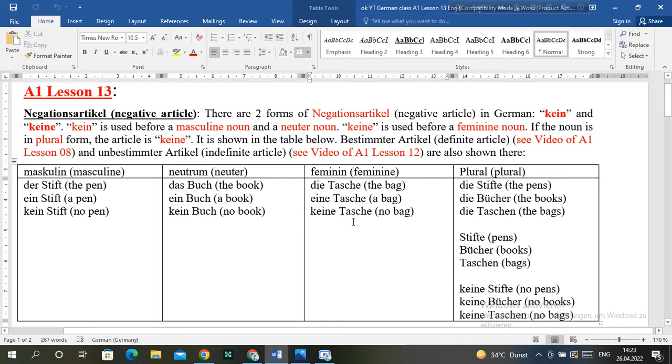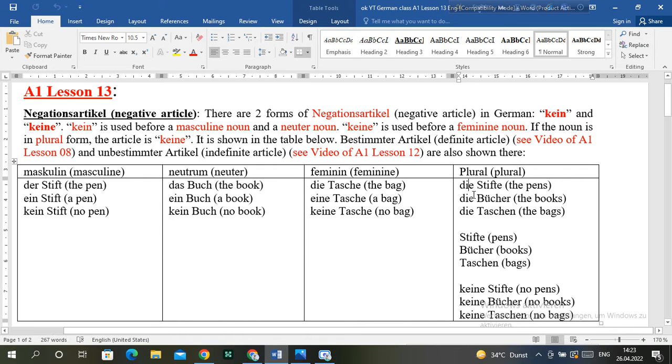Let us take a feminine noun. As for example, Tasche. Tasche is feminine, and when you want to use a definite article before it, the article is die Tasche, the bag. The indefinite article is eine Tasche, a bag. And the negations article is keine Tasche, no bag.